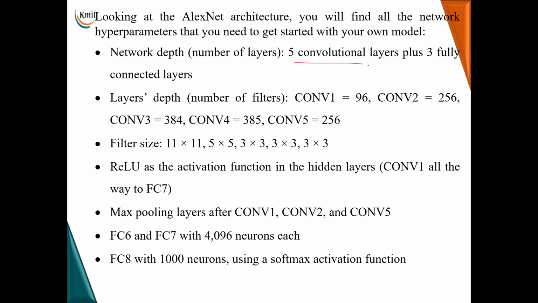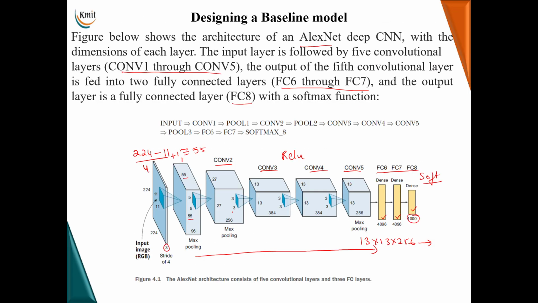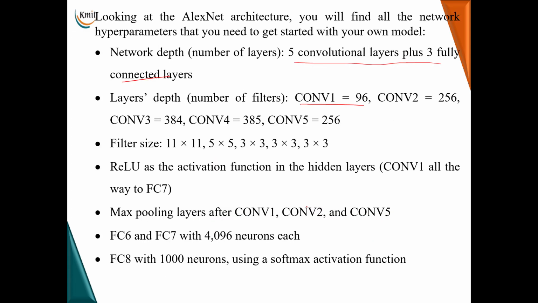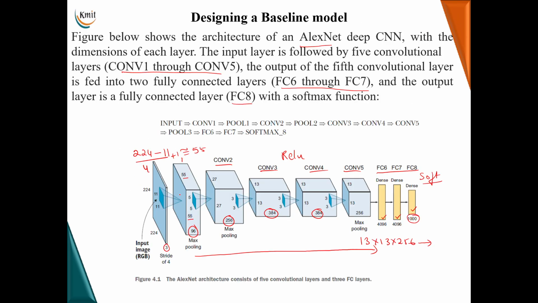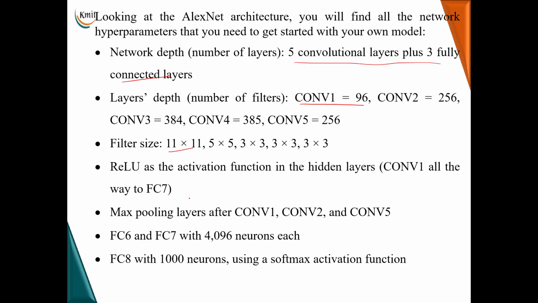I have 5 convolutional layers and 3 fully connected layers. First convolutional layer filters are 96, you can see here. 96, 256, these are the number of filters used in each convolutional layer. And the size of the filter is 11 by 11, 5 by 5, 3 by 3. You can see here small boxes represent the filters which are used in the architecture.